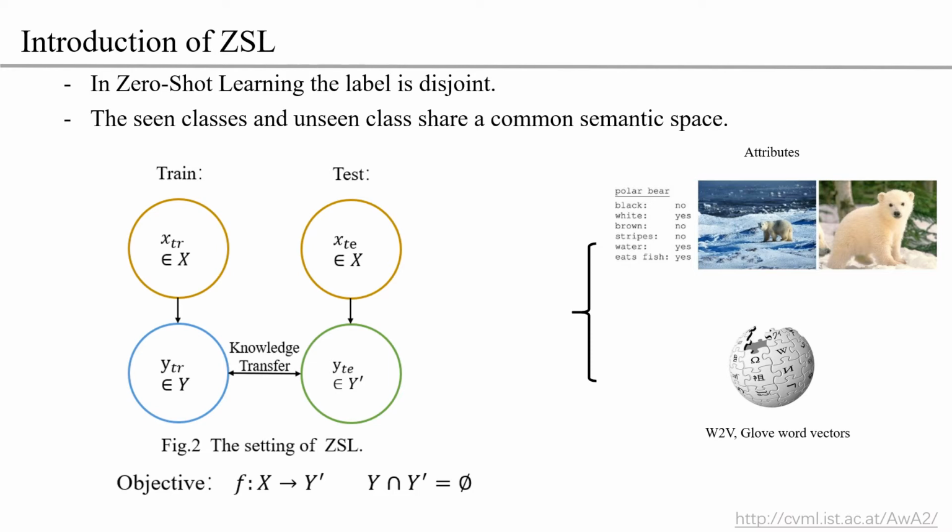Semantic information usually takes two forms: attributes and word vectors. The attributes are annotated by human experts. For example, the AWA dataset in this figure has some attributes about color and shape. Another form is word vectors extracted from large-scale corpora by word2vec, GloVe, and other NLP tools.